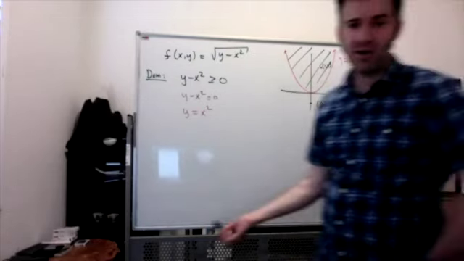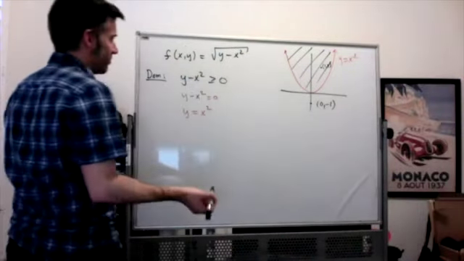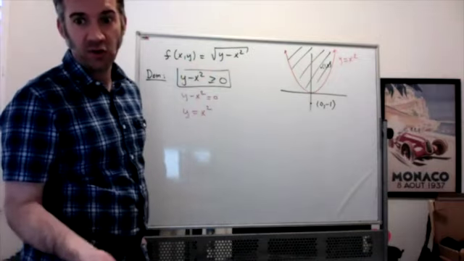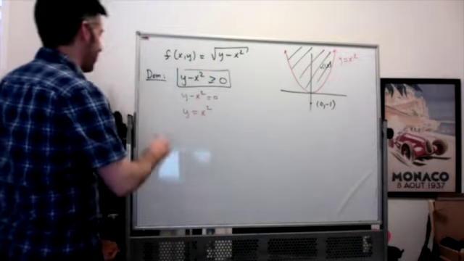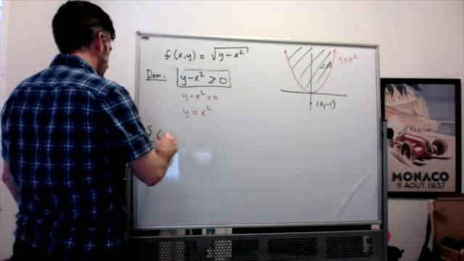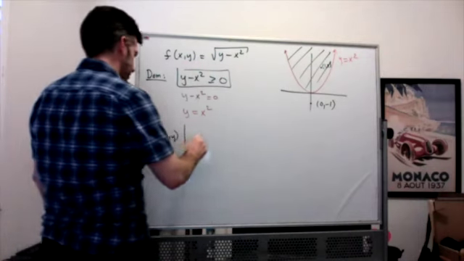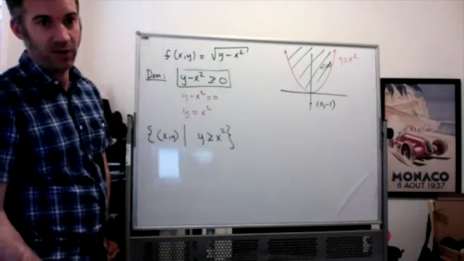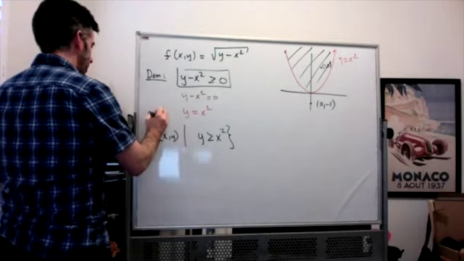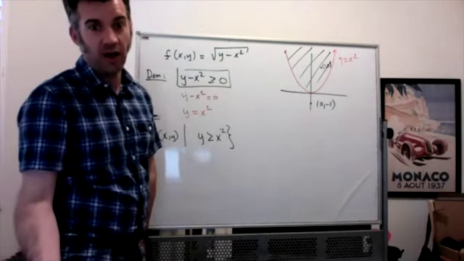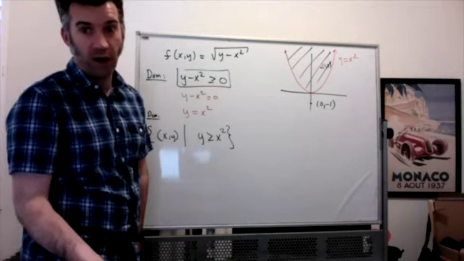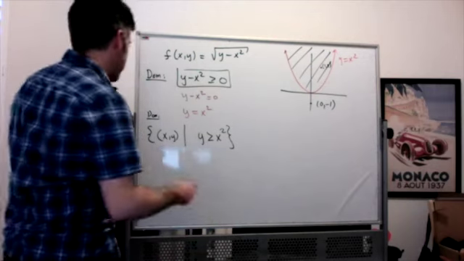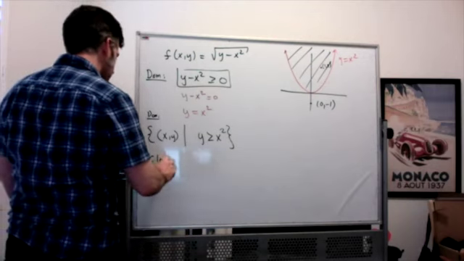So how do we write the domain? If I had to write it the most official way, I would write the domain as the set containing all x, y such that y is greater than or equal to x squared. But if you said this, you'd probably be fine. You could also say everything above and including the parabola y equals x squared. I should point out that this domain is closed.